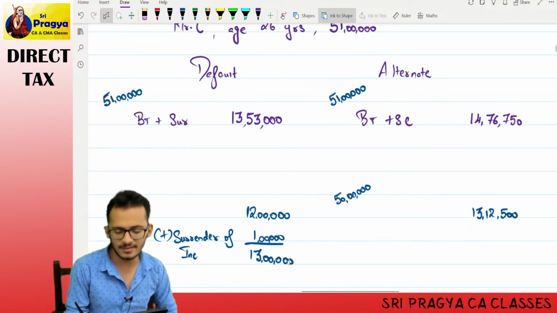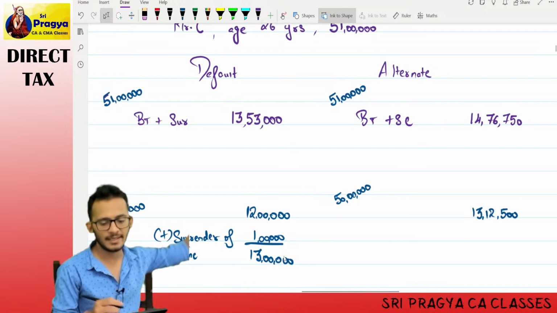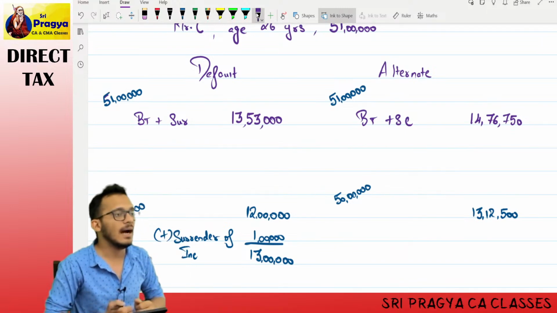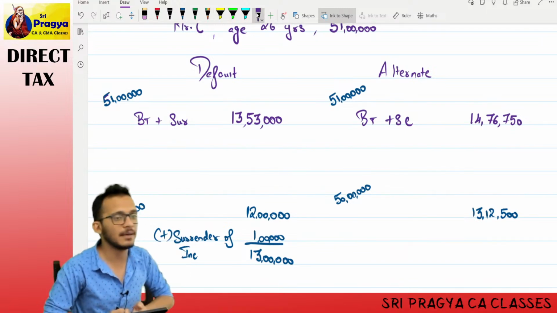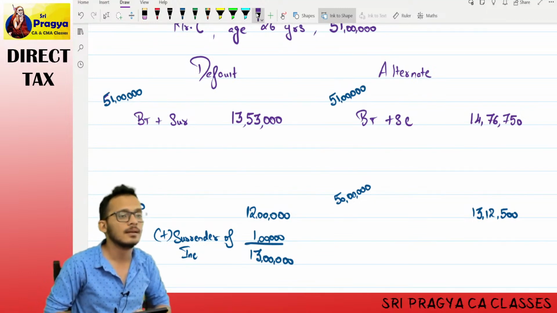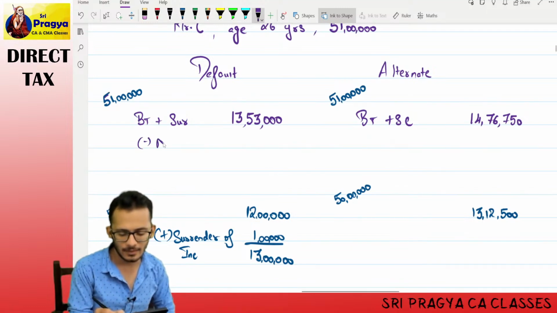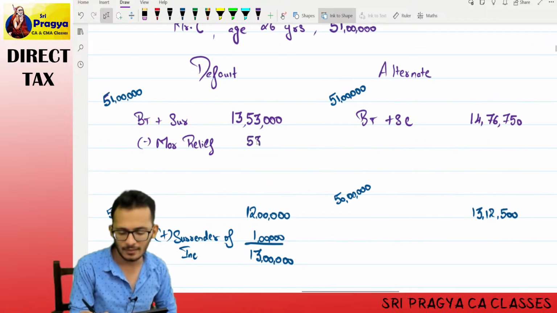Or I can come and say, my tax is 13,53,000. I am ready to pay you that 1 lakh, but I will not pay you anything extra. That extra is called marginal relief. So I will do minus marginal relief. Therefore, my tax will become the same number. Is the number same?